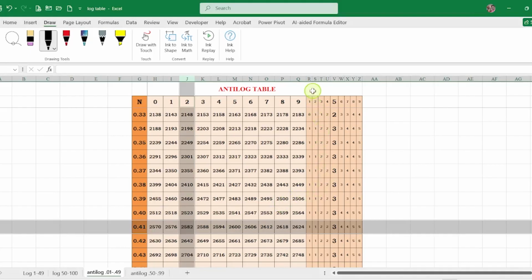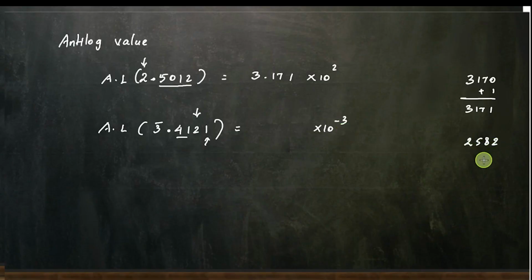Now I have to look under column 1 of the mean difference. The number I'm getting is 1 again. So plus 1. If I'm adding it to 2582, I get 2583. So write it in scientific form: 2.58. Have you understood? Thanks for watching.